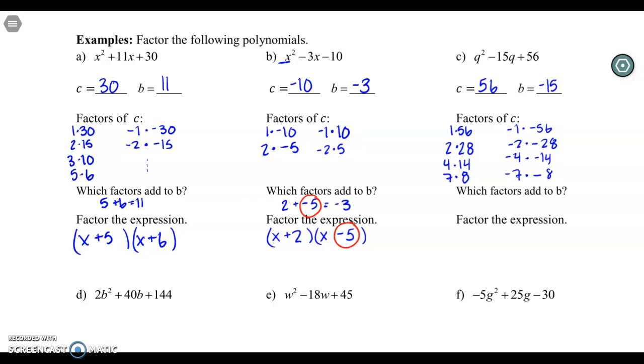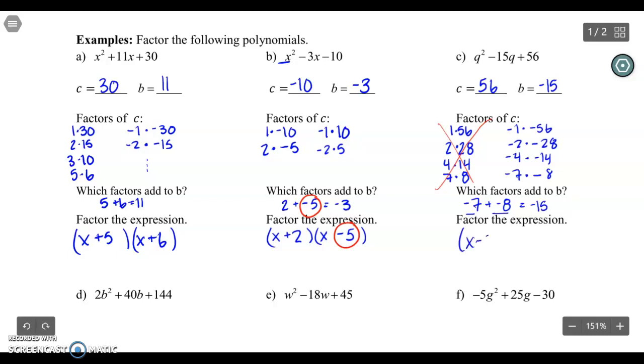Now I'm looking for which factors add up to negative 15. So that actually automatically takes out my entire first set of numbers, because if I add up two positive numbers, I'm never going to get a negative 15. So I have to choose which from my negative side of the numbers is going to add up to negative 15. Well, negative 7 plus negative 8, that gives me negative 15. So the negative 7 and negative 8 are my two numbers, and I'm just going to throw them into the parentheses with my x's. I'm good to go. Okay.